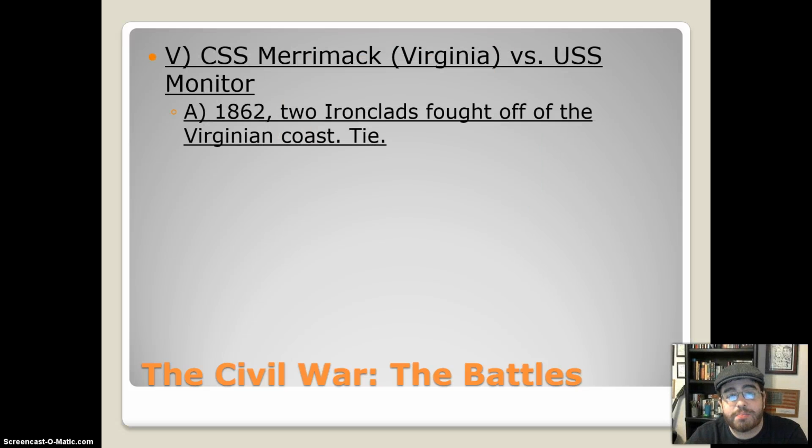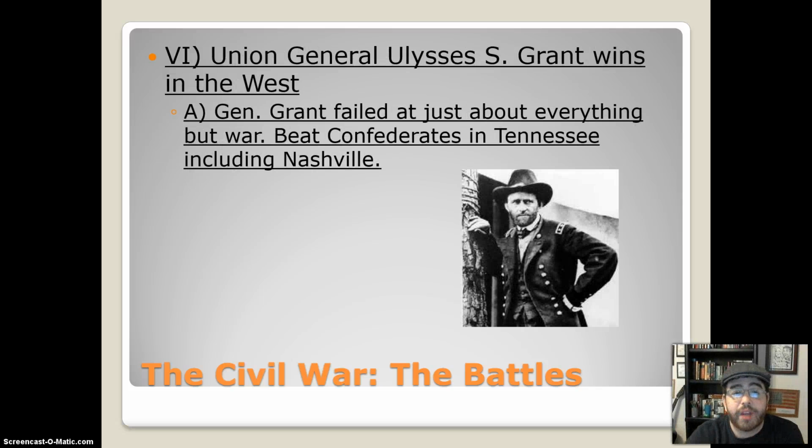Then we get to the CSS Merrimack, the Virginia, versus the USS Monitor. In 1862, these two ironclads fought off the Virginian coast, and it becomes a tie. We're going to look at this a little bit more in depth in class when we do my Weapons of War presentation.